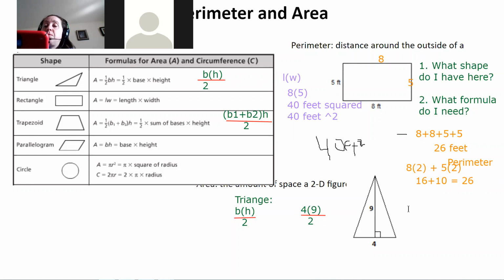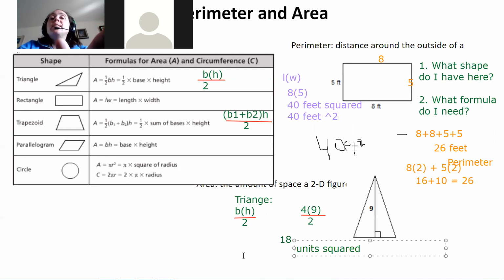Oh, that's okay. So 4 times 9 is 36, divided by 2. Yeah, that's 18. See, that's why we all check. Good job, guys. So we get 18. What's our units here? Nope, there are no units, so we're going to write the word units squared. Whenever there are no units, you just write the word units. So, cool.